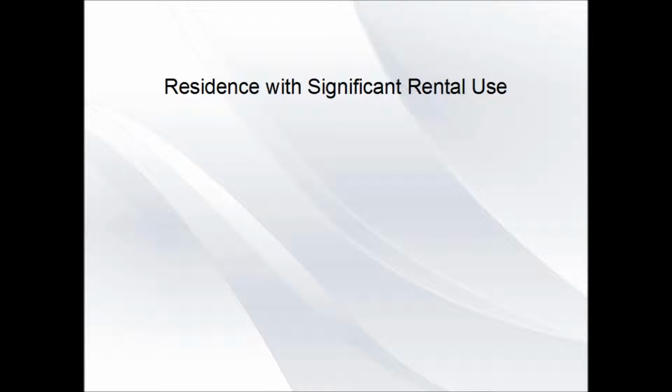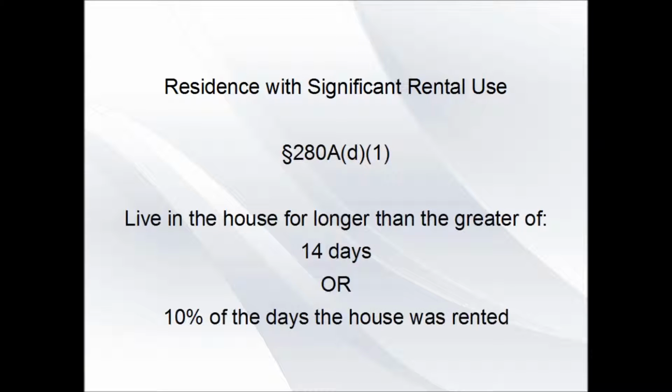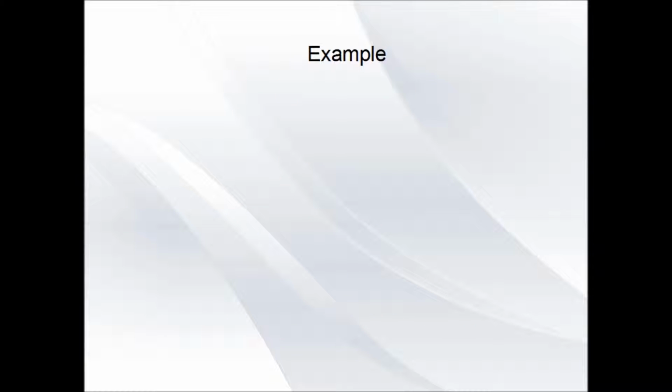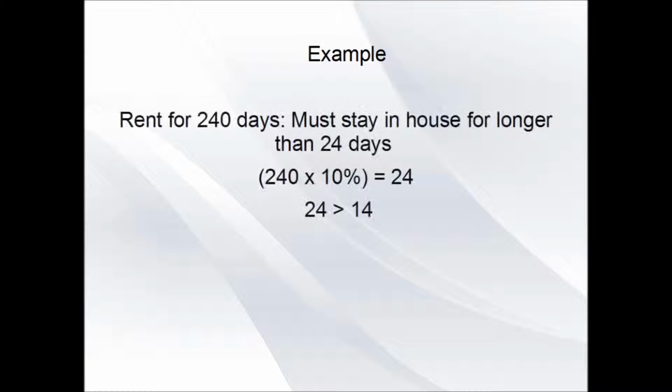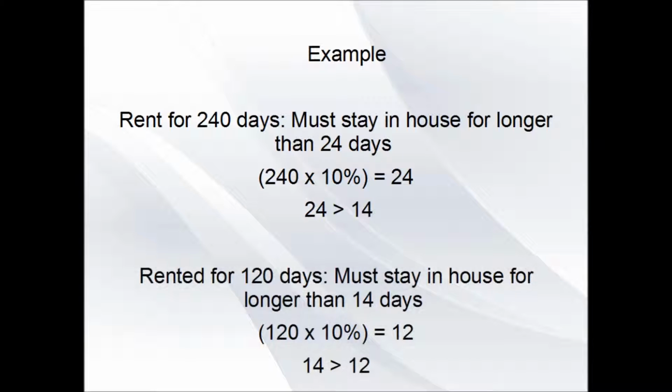The second situation is residence with significant rental use. In this situation, a taxpayer would have to stay in the house for longer than the greater of 14 days or 10% of the days the house was rented, according to Section 280A(d)(1). For example, if the house were rented out for 240 days of the year, a taxpayer would need to stay in the house longer than 24 days. If the house were only rented for 120 days of the year, a taxpayer would have to stay in the house for greater than 14 days.